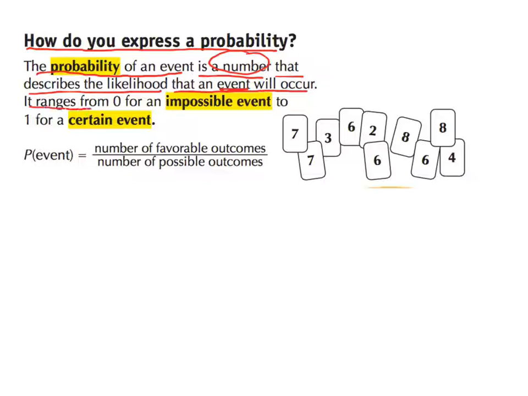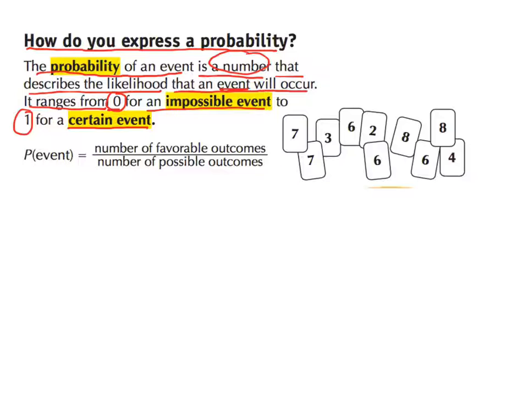It ranges from 0 for an impossible event. So if the event is impossible to happen, the probability is 0. And if the event is definitely going to happen, then the probability is 1 for a certain event. So the probability ranges from 0 to 1, 0 being an impossible event and 1 being a certain event.